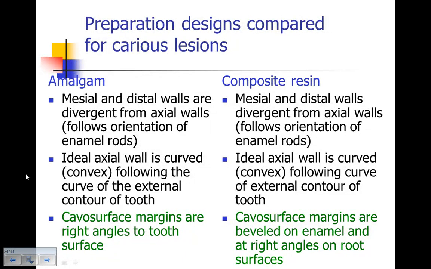For amalgam, we have distinct divergent mesial and distal walls, with an ideal axial wall being curved following the external of the tooth. The cavosurface margins for Class V's with amalgams are at right angles to the tooth. The composite resin has a similar design when we're restoring for caries, with mesial and distal walls divergent from the axial walls, with occlusogingival and incisogingival walls having a slight convergence to give us additional retention. But cavosurface margins are beveled for enamel at right angles on root surfaces. And so that's a difference from that of an amalgam preparation.